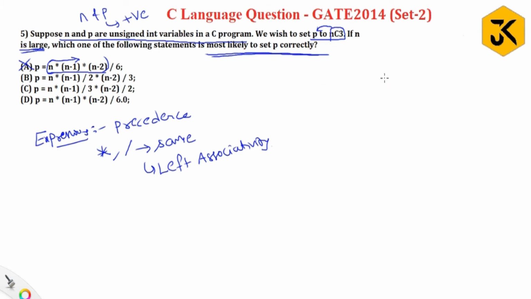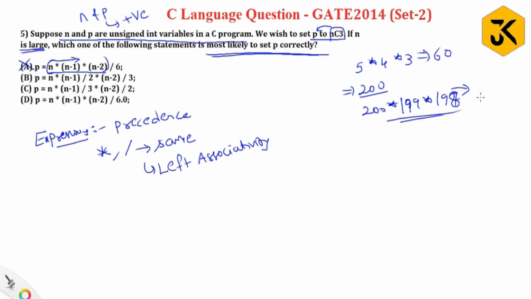What I am saying is, for example, you have taken some value as 5. 5 into 4 into 3. 5 4 is 20, 20 3 is 60. There is no problem. If my n value is around 200, then 200 into 199 into 198. What will happen? This will surely exceed the integer range, right? So that is the reason we can eliminate it directly.